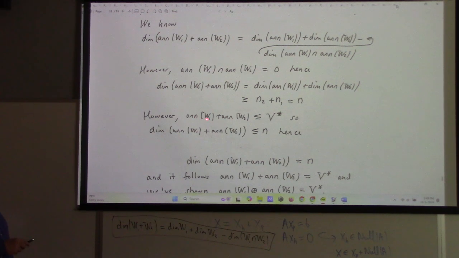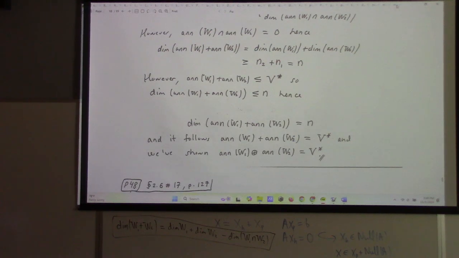So the sum of annihilator of 1 and 2 is a subset of V dual, which means that the dimension of a subspace can't be more than the dimension of the whole thing, right? But this is at least, anyway, so that forces the dimension of annihilator of 1 and annihilator 2 to be respectively n2 and n1. Which then gives me that the sum of the annihilators is the dual space, which then completes that proof.